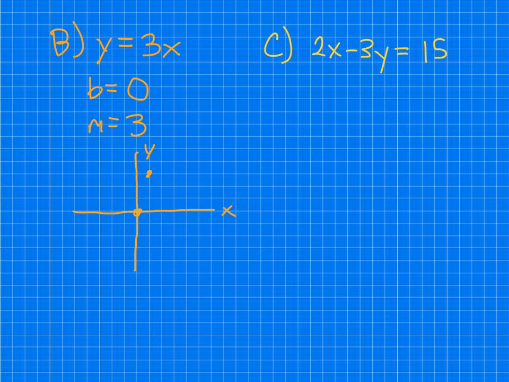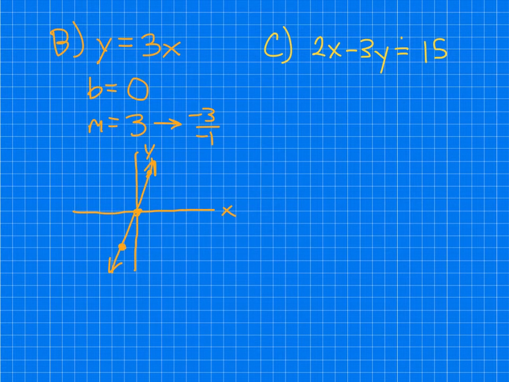And if I want to get another point, I can reverse both of those directions. Instead of up and to the right, I can go down and to the left, because another way to write positive 3 is negative 3 over negative 1, right? So since I have those 3 points, I draw my line and my arrows. So that's that equation.